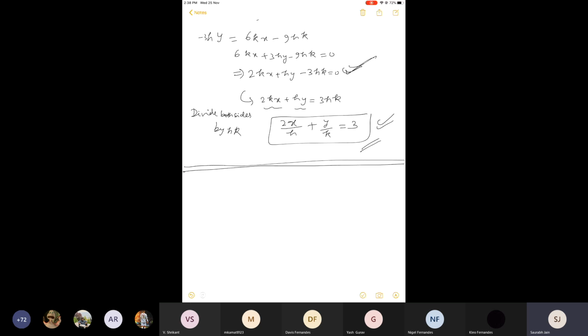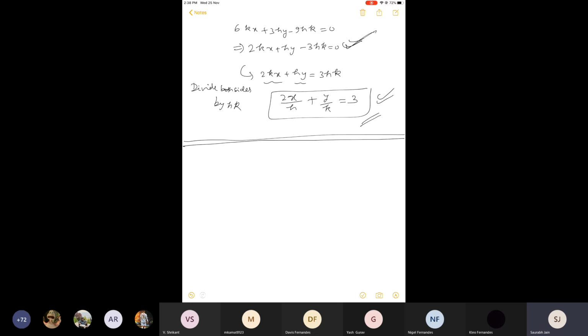All right. Now see, we already know, but still I am writing it once again. The general form of the equation of a straight line is ax plus by plus c equal to 0.